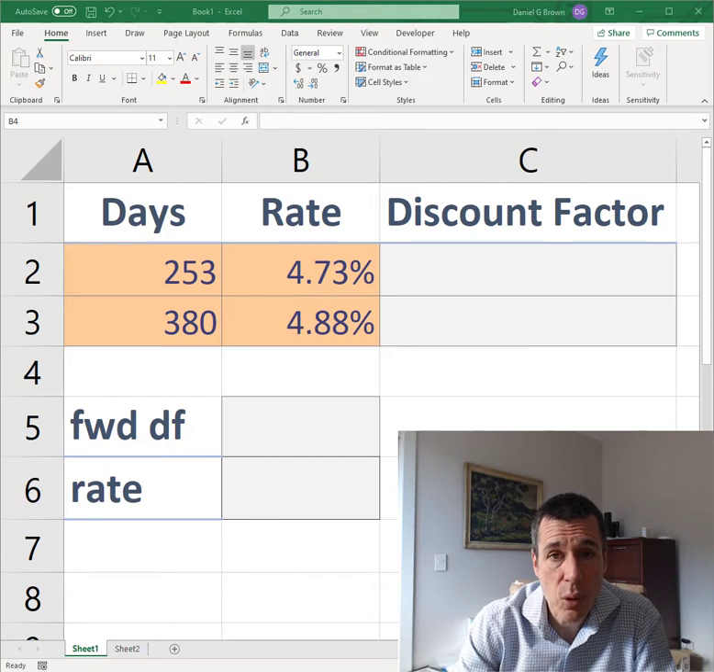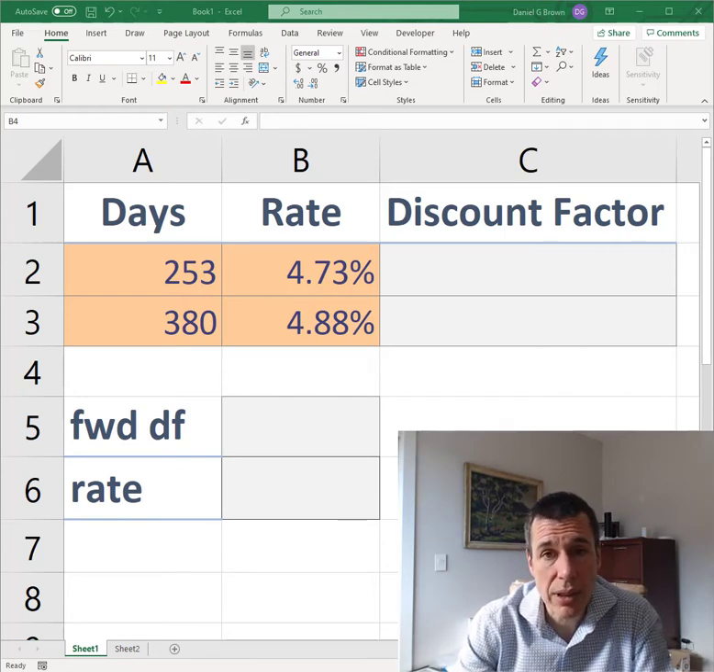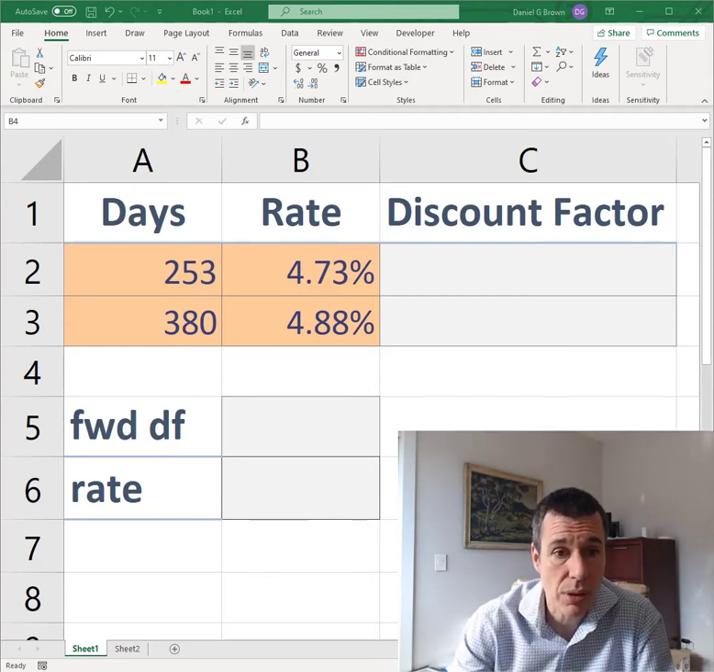The process I'm going to use to solve this is I'm going to calculate discount factors from my rates. I'm then going to calculate a forward discount factor by taking the ratio of the discount factors. And then I'm going to calculate the rate from that discount factor. We know the discount factor formulas, and so we're going to do a little bit of algebra in that last step to find the rate given the discount factor.